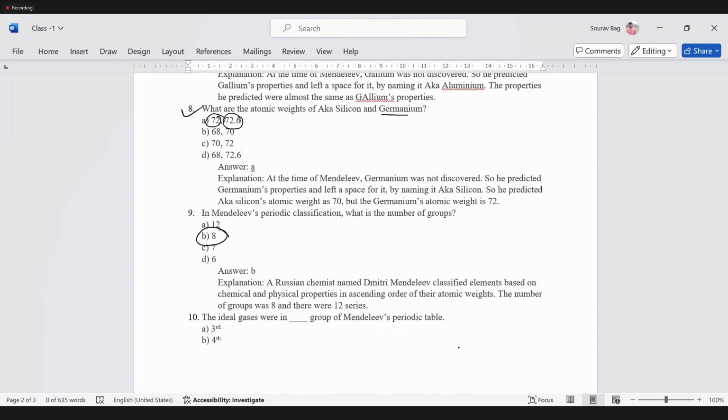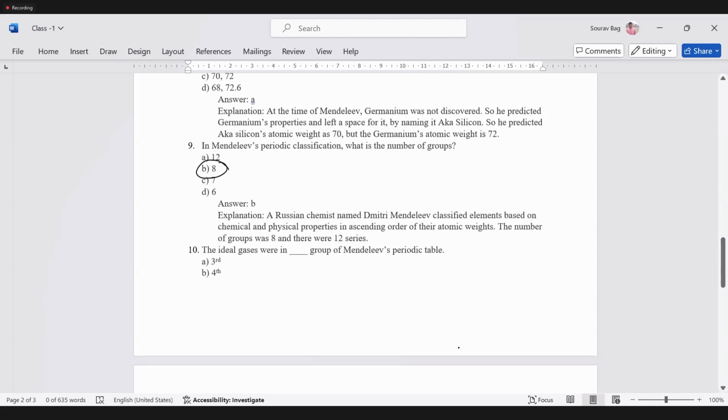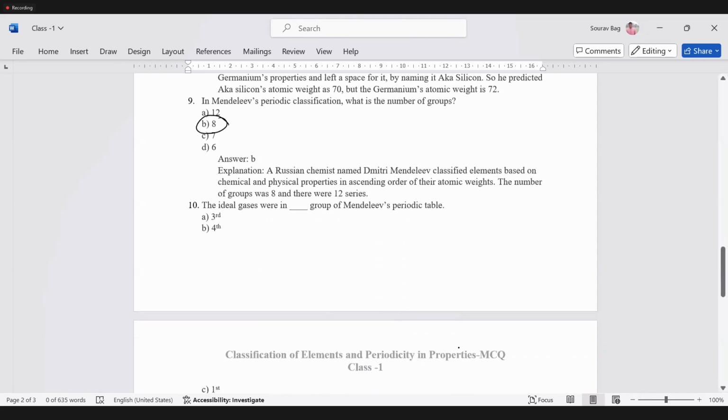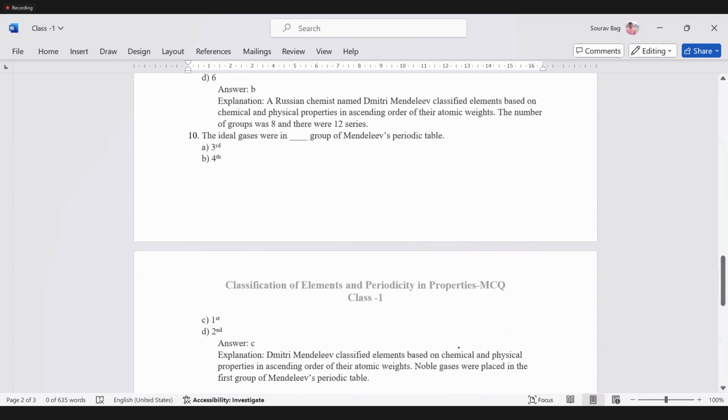We know that there are eight groups, and the ideal gases, that means the noble or inert gases, are in the group of the Mendeleev periodic table. So this is actually the fourth. This is the first group.